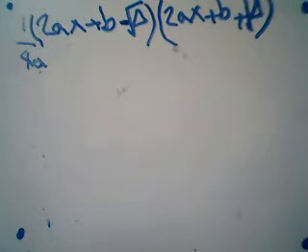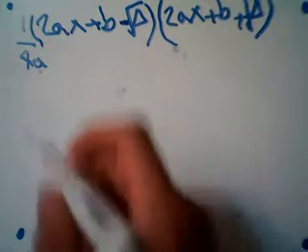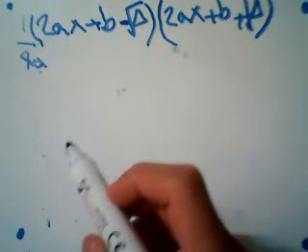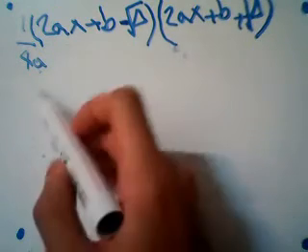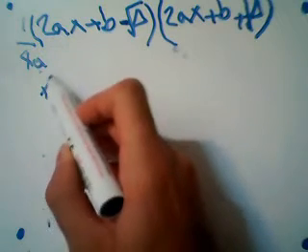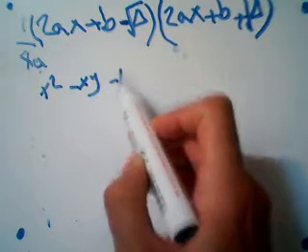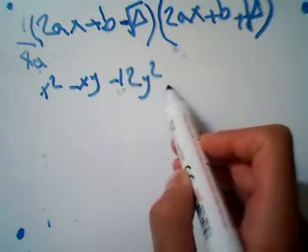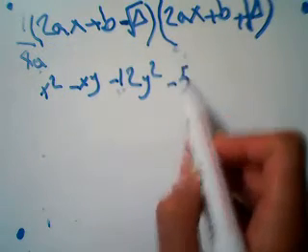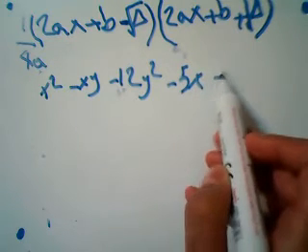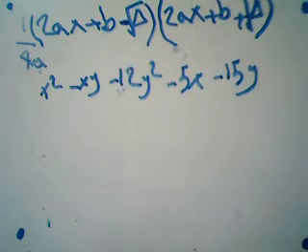Okay, after this, x squared minus xy minus 12y squared minus 5x minus 15y.